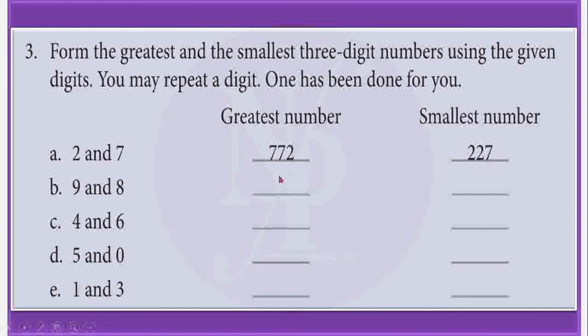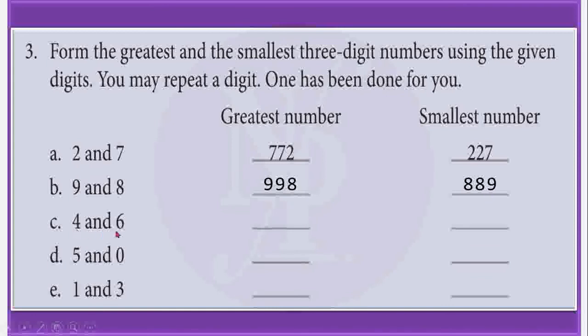The smallest number is 227. Here we are repeating the smallest digit in the greatest places, which will give us the smallest number. Coming to B, the digits given are 9 and 8. To obtain the greatest number, which digit has to be repeated? Yes, 9 should be repeated. So we write 998, which is the greatest number. And to write the smallest number, we repeat the smallest digit, that is 8. So the number will be 889.